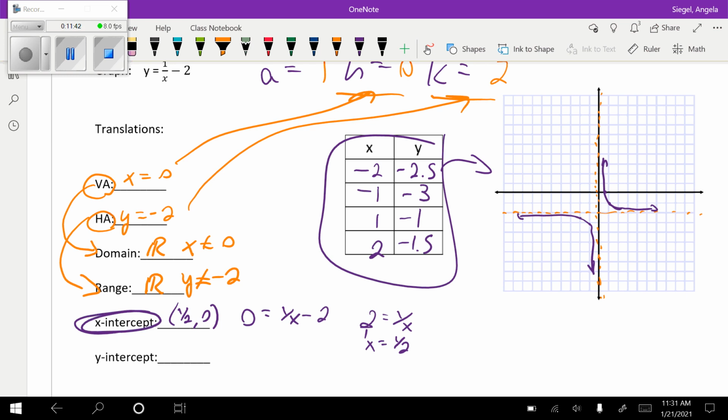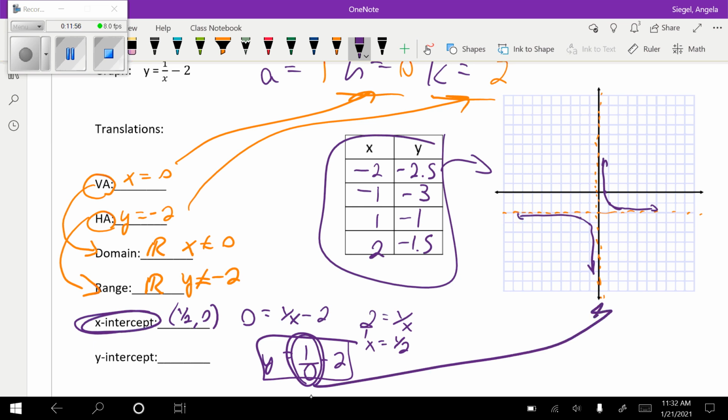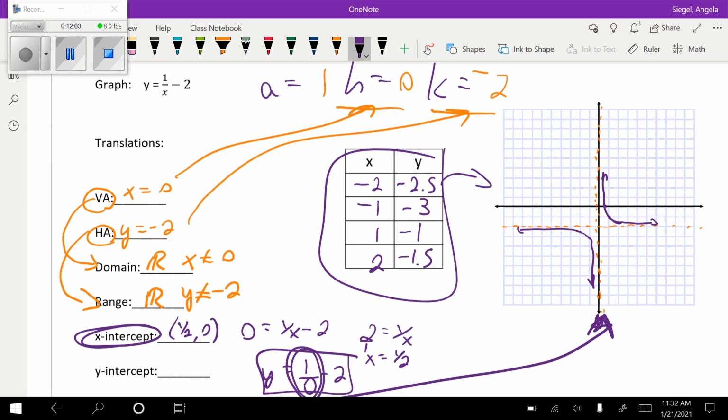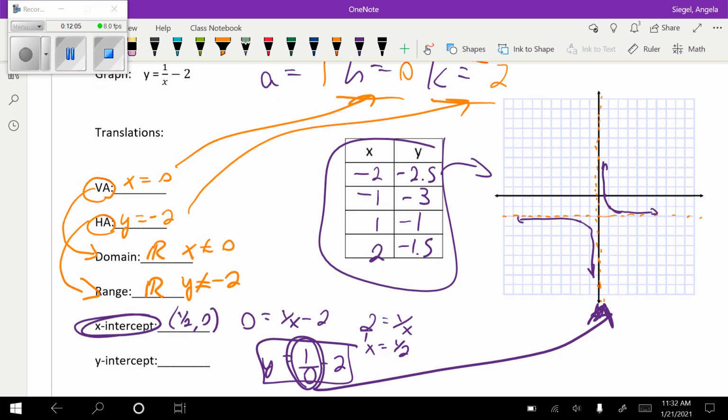Okay, so for my y-intercept, I'm going to set x equal to 0. So y equals 1 over 0 minus 2. You're going to see that is undefined. We have a 0 on the bottom, so that doesn't work. Let's see why. Oh, look, there's an asymptote right there. So at x equals 0, there's an asymptote, so that's not good. So we do not have a y-intercept.